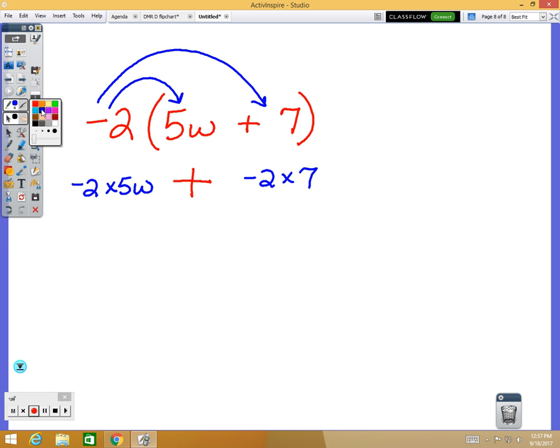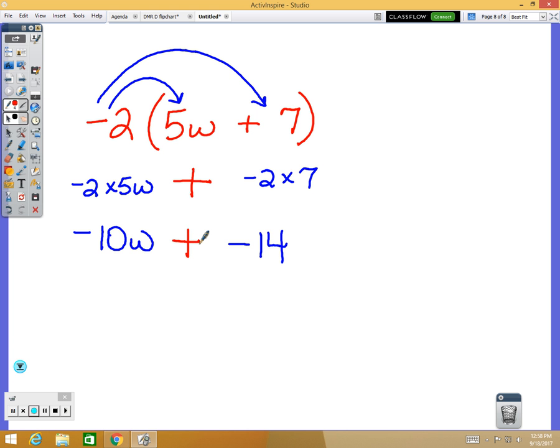-2 times 5 is -10. 2 times 5 is 10, and the signs are different, so it's a -10W. Again, -2 times 5 is a -10, because the signs are different, that's why it's negative. And -2 times 7, what's 2 times 7? So it's just a -14, because again, the signs are different. And then we can put this plus sign in between them.